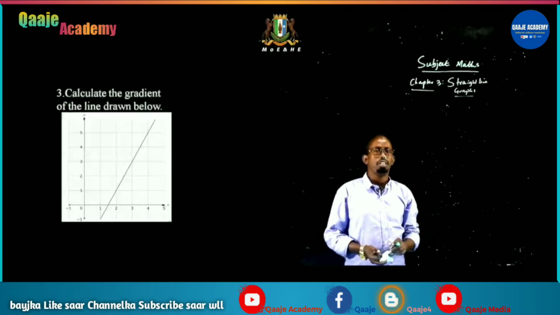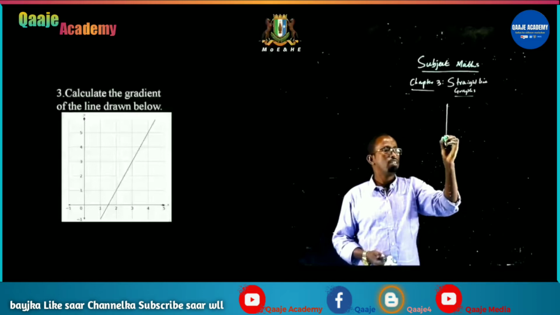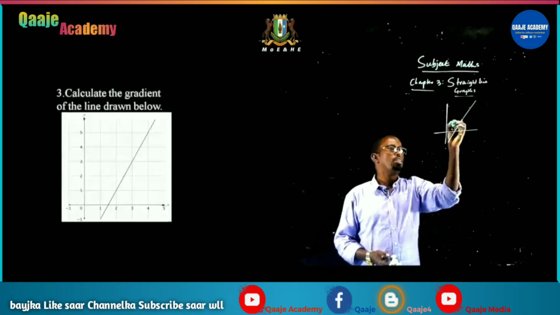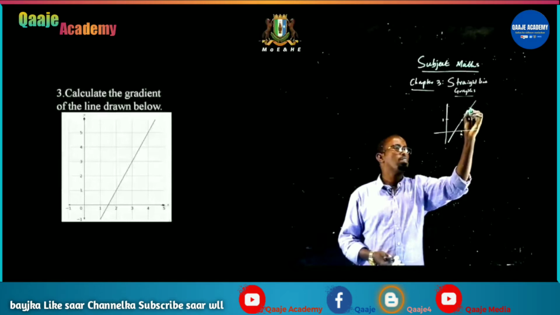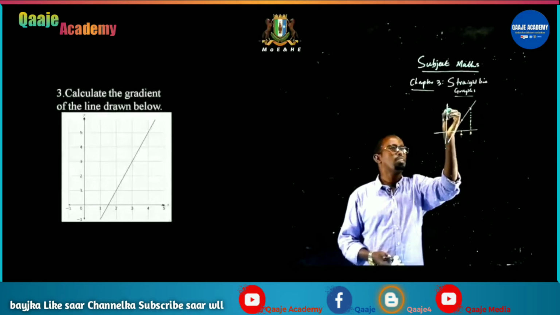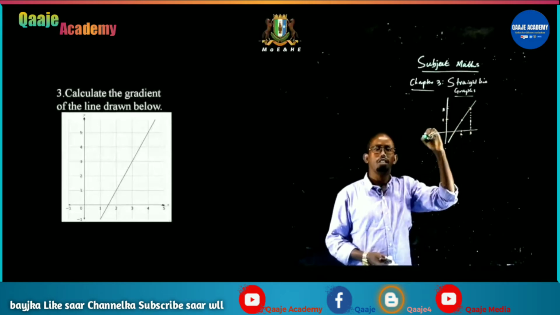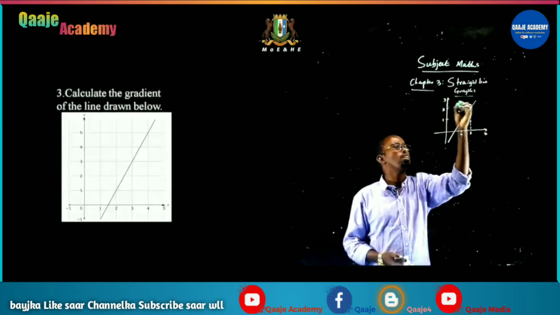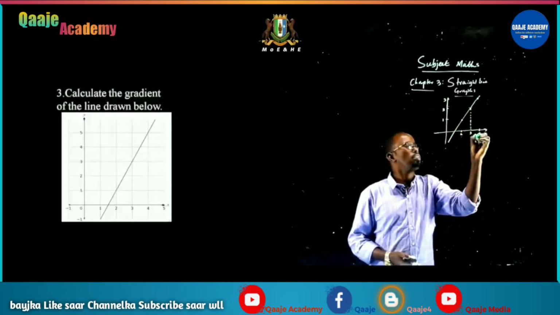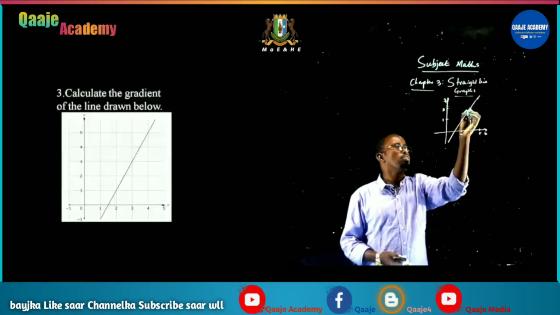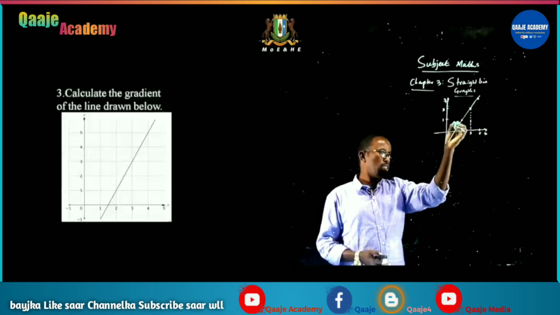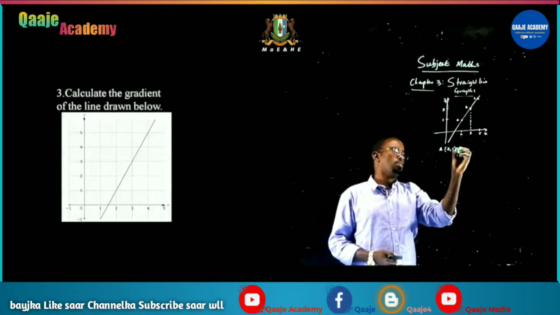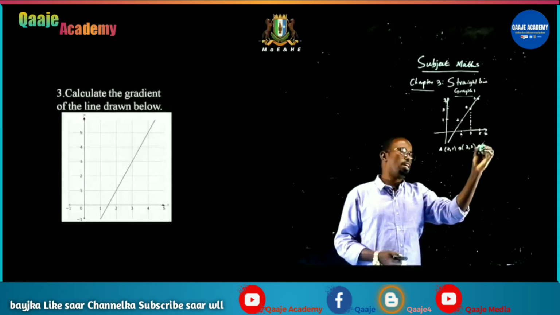Now question number 1, calculate the gradient of the line drawn. Given that is the line. This particular point is (2, 1). The next one is (3, 3). And then the next one is (5, 4). You can pick any 2 points on the line. Let me call these A, B, C. So we know A is (2, 1), B is (3, 3), C is (5, 4).